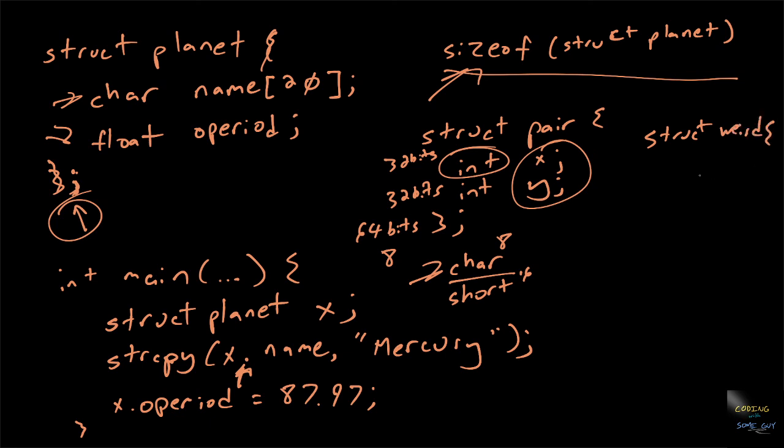So let's make weird over here, and it's going to have a char for x and an int for y. How big do you think this should be? If the types are different, something weird's going to happen. Not always, but for reasons that are a little screwy. I'm guessing the answer is not what I think it is.